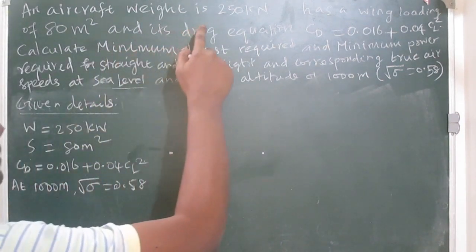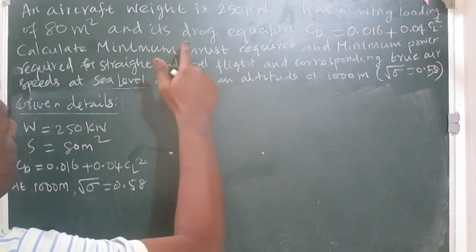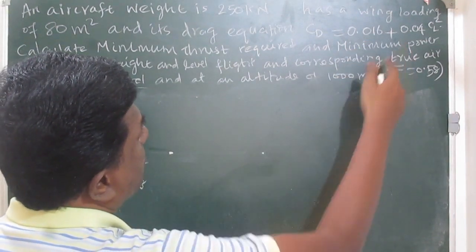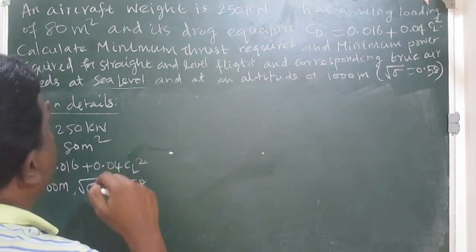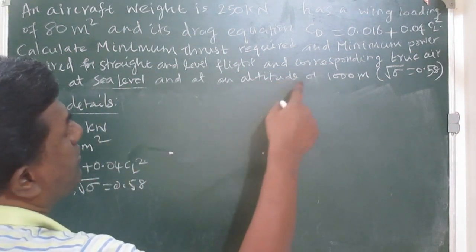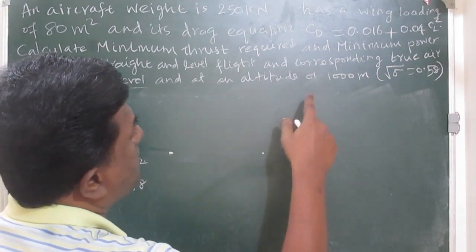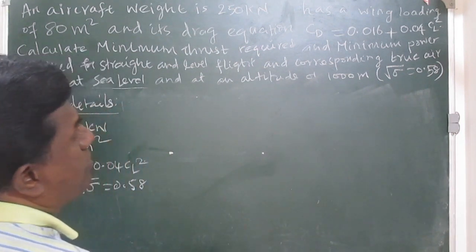An aircraft weight is 250 kilonewton, has a wing area of 80 meter square, and its drag equation is CD equal to 0.016 plus 0.04 CL square. Calculate the minimum thrust required and the minimum power required for straight and level flight, and the corresponding true airspeeds at sea level and at an altitude of 1000 meter. At 1000 meter, root sigma is given as 0.58.